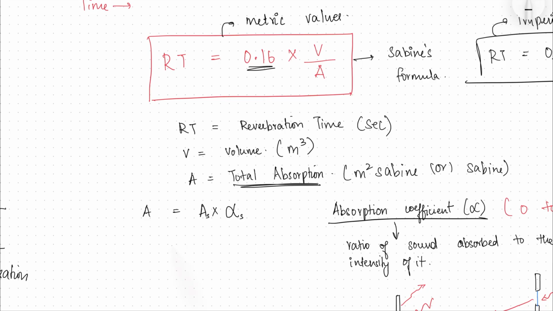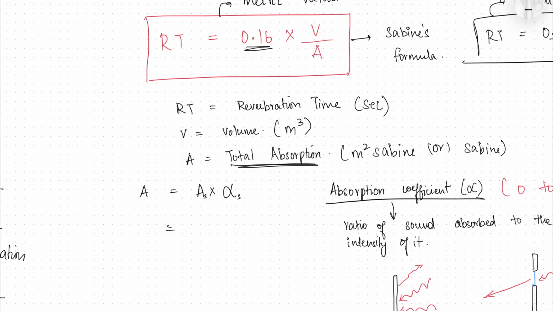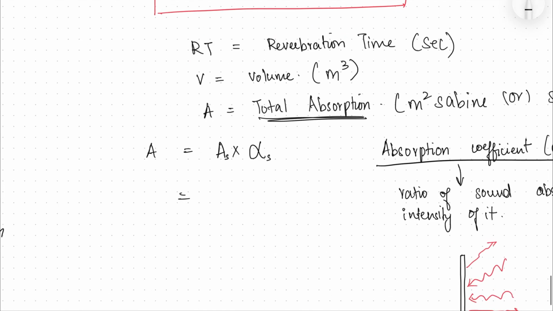And it's not necessary that all your surfaces will have the same absorption coefficient, right? Your walls can have something different, your floor can have a different coefficient, your ceiling can have a different coefficient, maybe you have a window open. So all those play a factor in finding your total absorption. So your total absorption can be written as A1 into alpha 1 plus A2 into alpha 2 plus so on till An into alpha n.